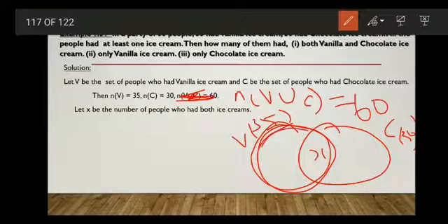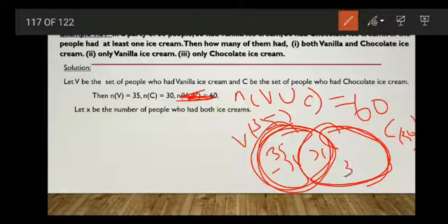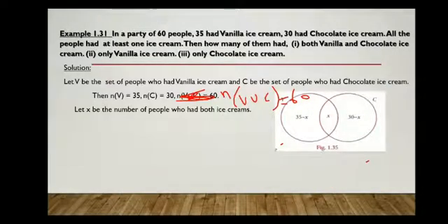Okay, so what will be the number of elements only in this portion? That is, the number of people who had only vanilla ice cream, they will be 35 minus X. So what will be the number of people who had only chocolate ice cream? Those will be elements in this portion. The number of elements in this portion will be 30 minus X. That is, from the whole number of elements, we are subtracting the common elements. That will give us the number of elements in this portion. So the Venn diagram is like this.